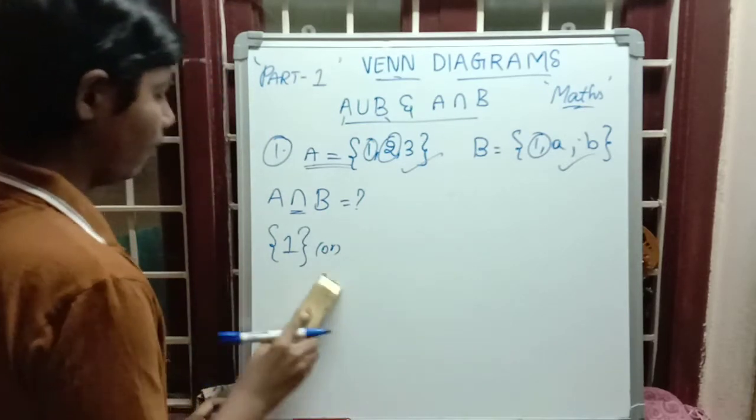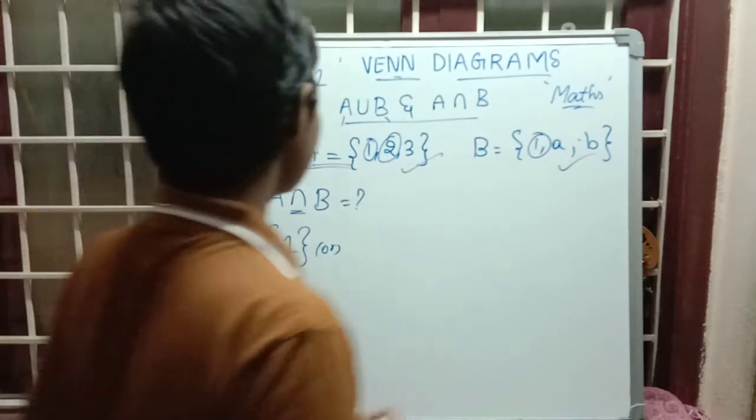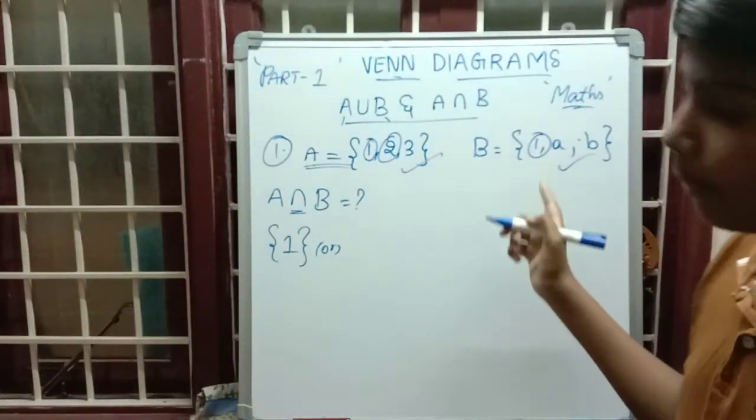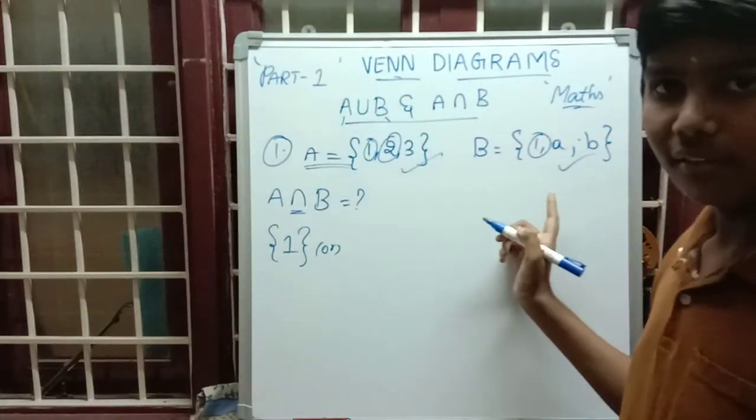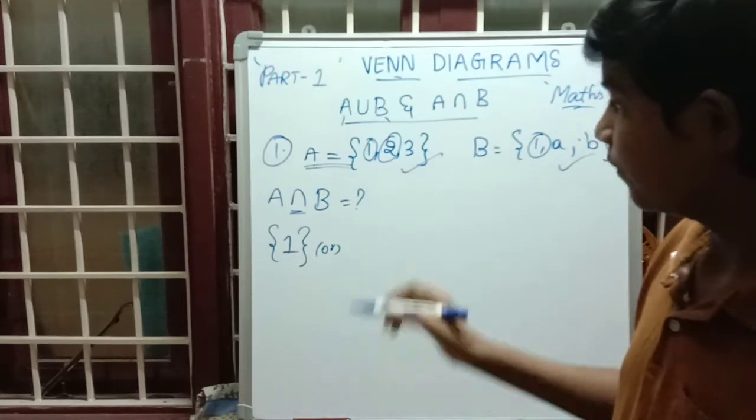The answer: in flower brackets we will denote 1. Why? Because here only one element is common. In set A and set B, one element is common. That's why we will be writing 1 here.